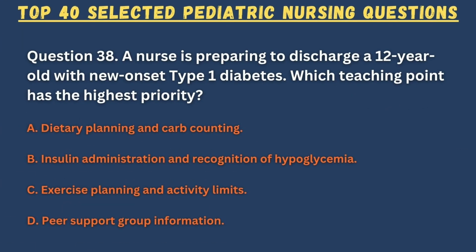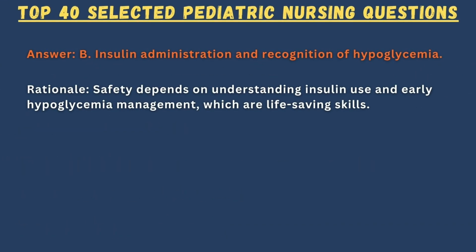Question 38. A nurse is preparing to discharge a 12-year-old with new-onset type 1 diabetes. Which teaching point has the highest priority? A. Dietary planning and carb counting. B. Insulin administration and recognition of hypoglycemia. C. Exercise planning and activity limits. D. Peer support group information. Answer: B. Insulin administration and recognition of hypoglycemia.